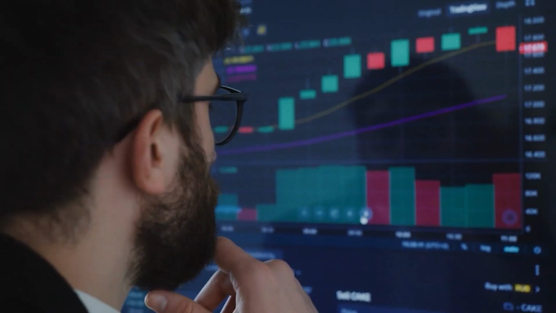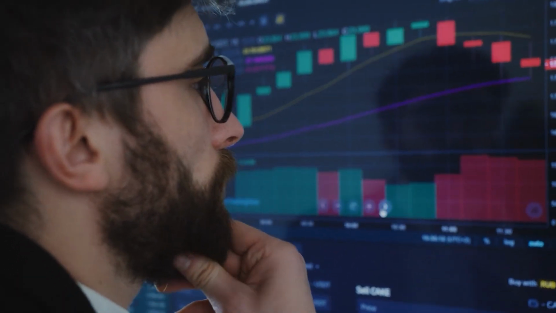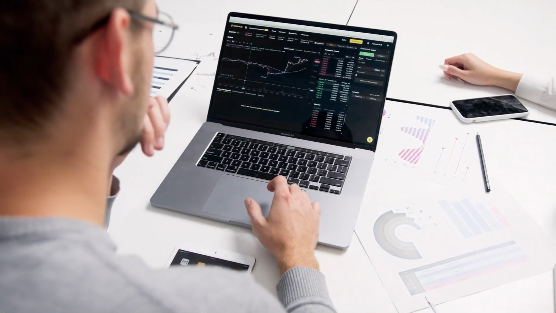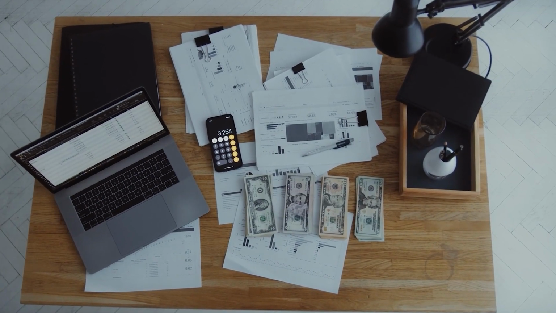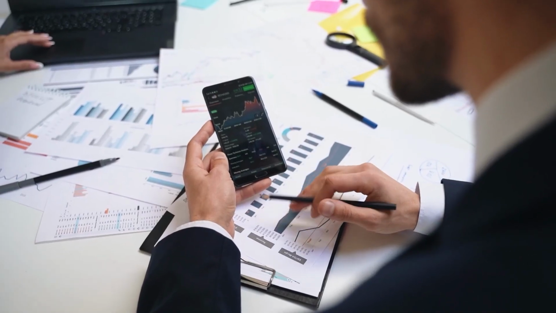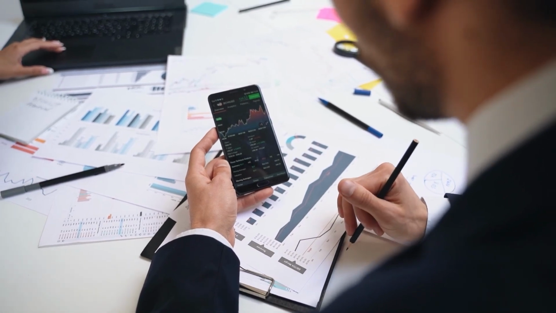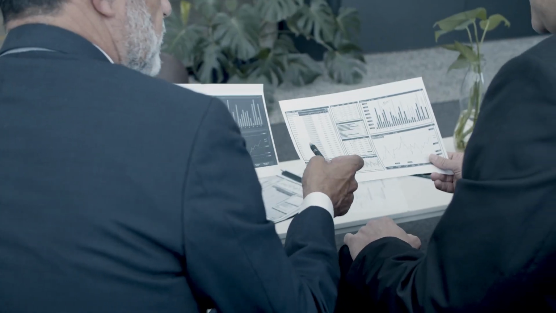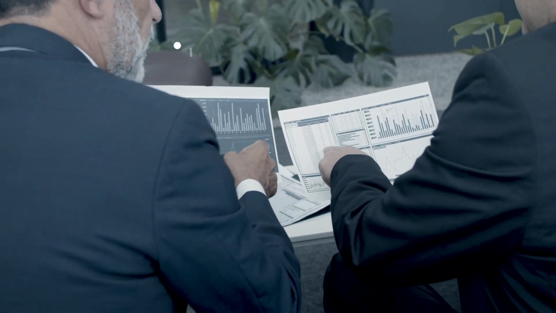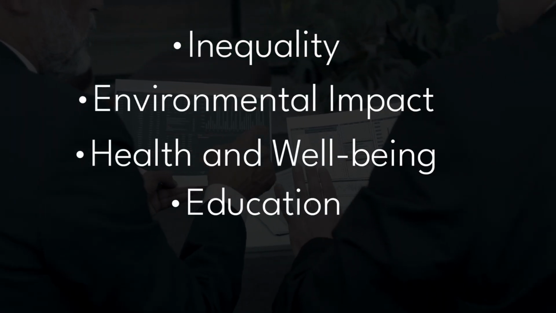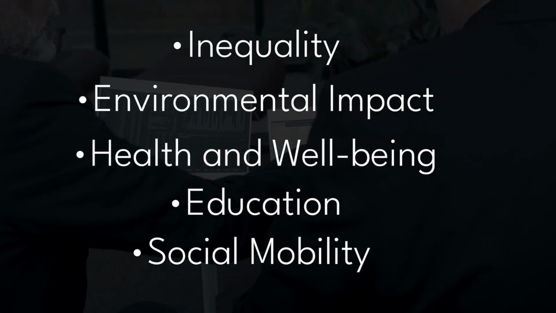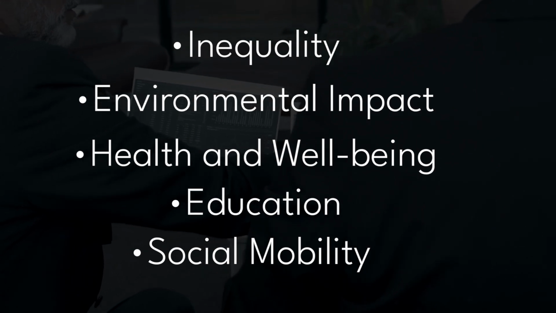Despite its flaws, GDP remains popular due to its simplicity, long-standing use, and the absence of a universally accepted alternative. GDP is easy to communicate and compare, but as mentioned, it doesn't provide the full picture and should be taken with a grain of salt. As mentioned, it should be considered alongside other measures, such as inequality, environmental impact, health and well-being, education, and social mobility, for a more comprehensive understanding of economic and social progress.